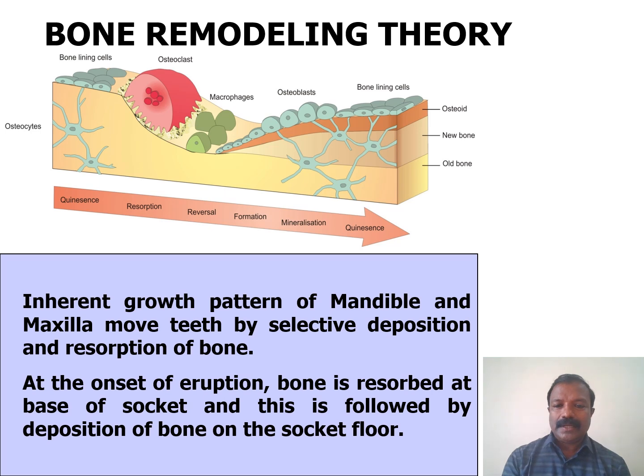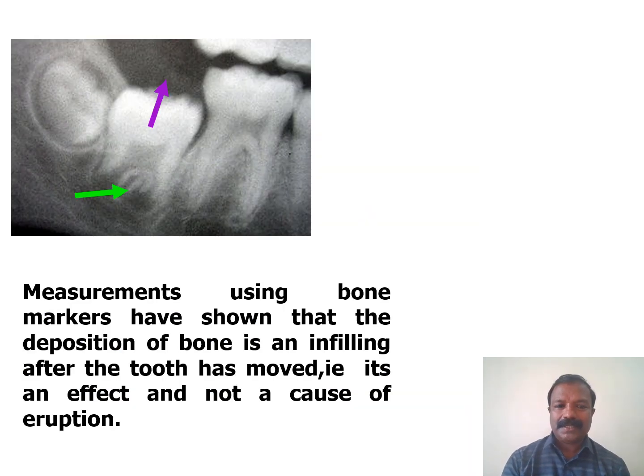So this is what is regarding the bone remodeling theory. Here there is selective deposition and resorption of bone, and it will bring out the process of tooth eruption. That is what is proposed in bone remodeling theory. But the measurements using bone markers have shown that the deposition of bone is an infilling after the tooth has moved. That is, it is an effect and not a cause for tooth eruption. So this point actually negates the concept of bone remodeling in tooth eruption.